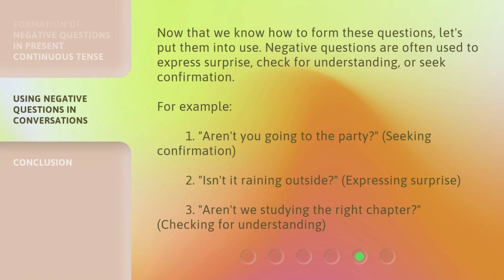Now that we know how to form these questions, let's put them into use. Negative questions are often used to express surprise, check for understanding, or seek confirmation. For example, 1. Aren't you going to the party? Seeking confirmation. 2. Isn't it raining outside? Expressing surprise. 3. Aren't we studying the right chapter? Checking for understanding.